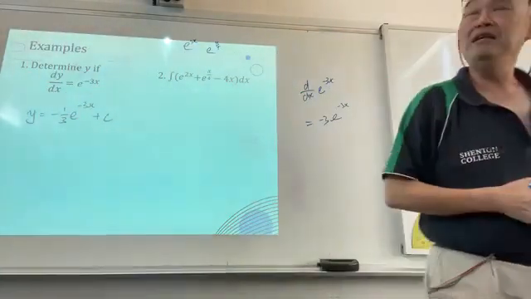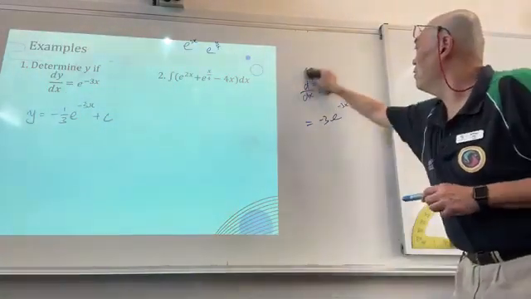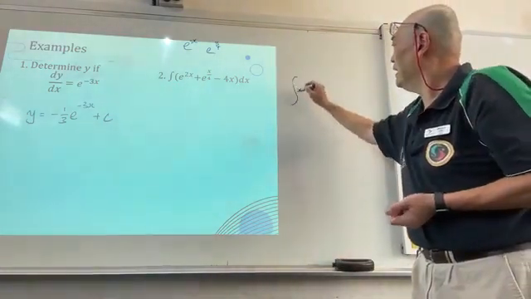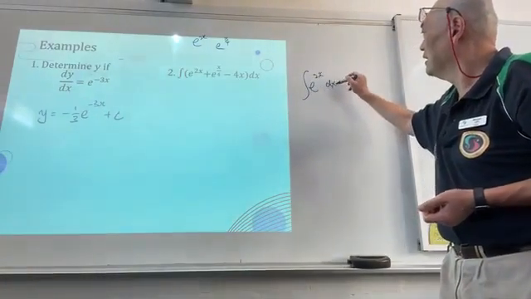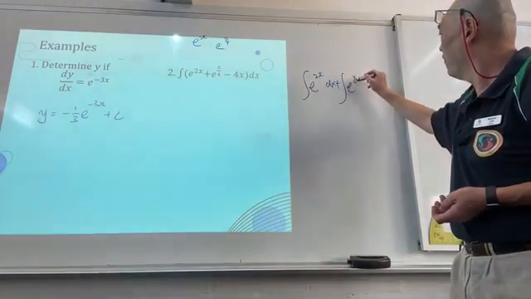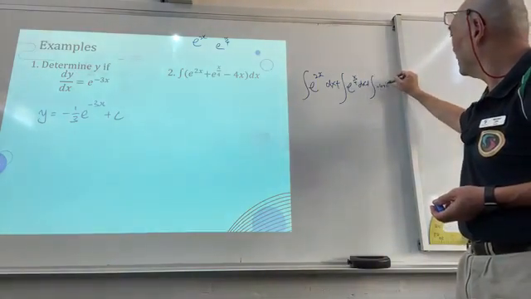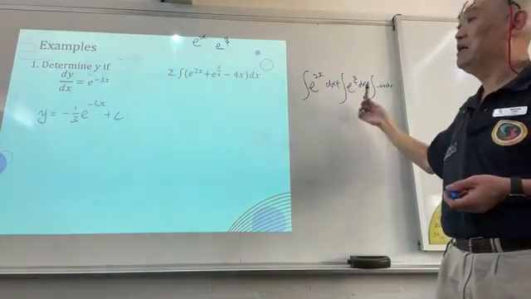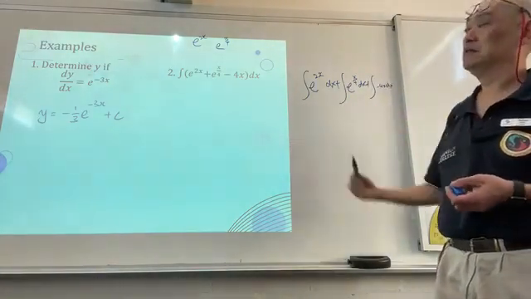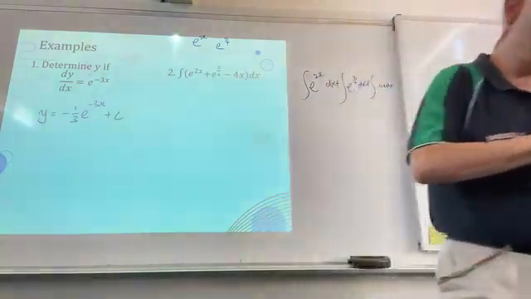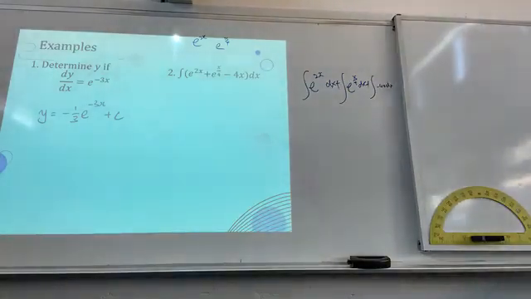The other thing you could do is write this as the integral of e to the power of 2x dx, plus the integral of e to the power of x over 4 dx, plus the integral of minus 4x dx. Right? So think about how you would do this. You can do it separately, or you can think about this: what are the coefficients of e to the power of 2x or e to the power of x over 4?